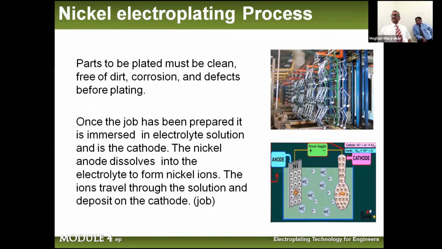Once the job has been prepared, it is immersed in the electrolyte solution and is the cathode. The nickel anode dissolves into the electrolyte to form nickel ions. The ions travel through the solution. So this is a nickel plate or nickel anode, and they will move to this particular cathode and get coated.